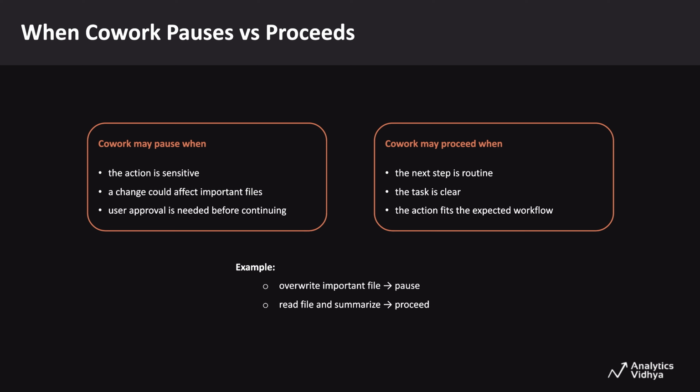The simplest way to understand this is, the more sensitive the action, the more likely Co-work is to pause. If an action could affect important files or needs explicit approval, it makes sense to check first. But if the next step is routine and clearly aligned with the task, Co-work can usually proceed. That is what makes the system feel both efficient and reliable.